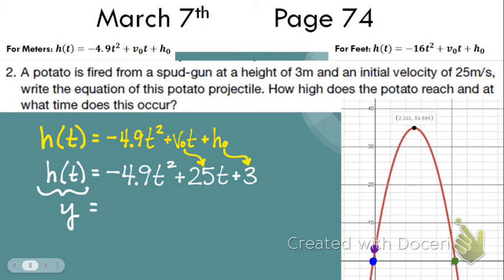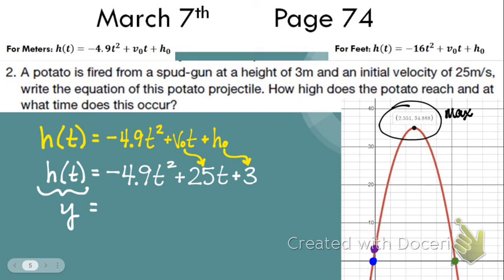All right, so I've got different colored dots up here on this graph. To answer the question of how high does the potato reach and at what time does this occur, do I want the blue dot, the purple dot, the black dot, or the green dot? The black dot. Why? Because that's the highest point. That's the highest that it ever goes. If it's the highest it ever goes, we refer to it as the maximum. What do you think we would call the lowest it ever goes? Minimum.